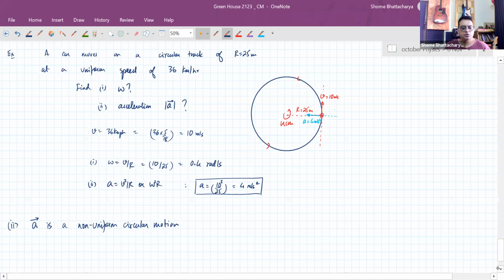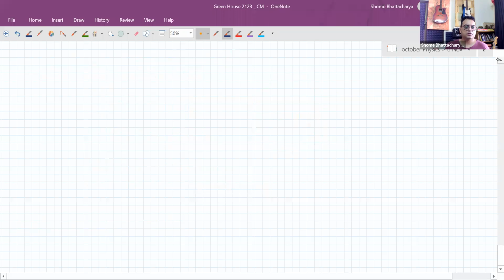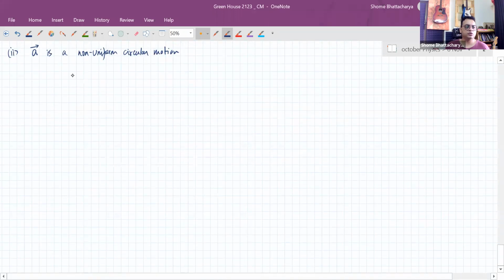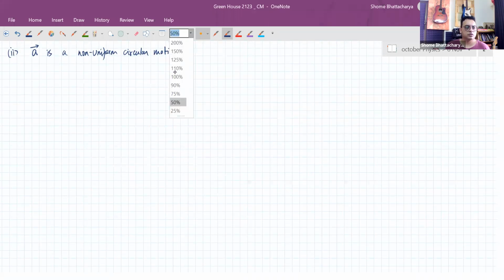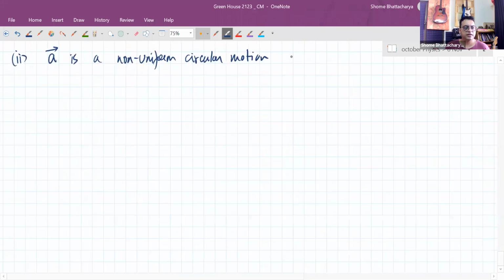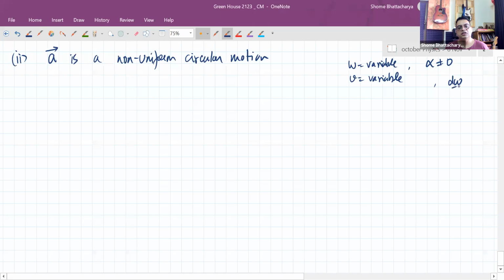Okay, people. So now let's come to the next part, acceleration in a non-uniform circular motion. Let's keep track of non-uniform circular motion being a case where omega is variable. So alpha is not equal to 0. So v is also variable. The linear speed is also variable. And in fact, d omega by dt is equal to alpha.